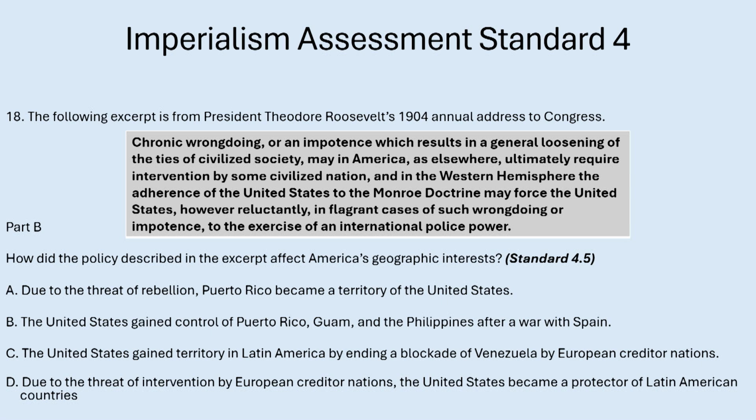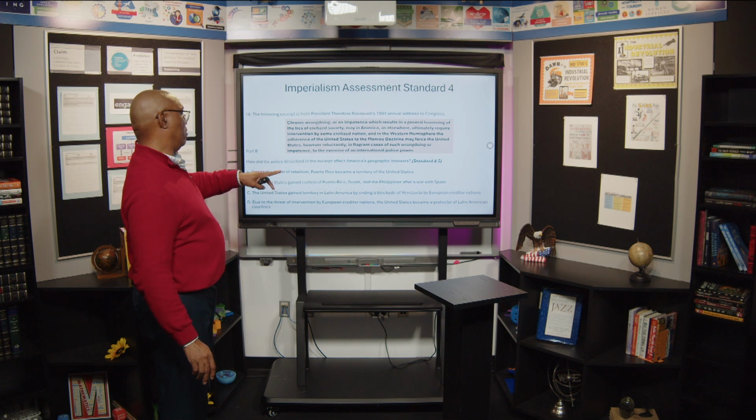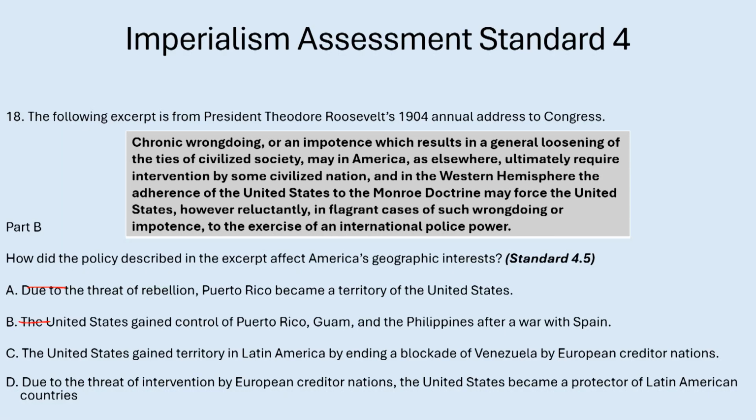The following excerpt is from President Theodore Roosevelt's 1904 annual address to Congress. When you look at it, think about it for a second. How did the policy described in the excerpt, we're talking about the Roosevelt Corollary, affect America's geographic interests? Well, it couldn't be this one due to rebellion. It couldn't be this one because that's the Spanish-American War. The United States gained territory in Latin America by ending a blockade of Venezuela by European creditor nations. Due to the threat of intervention by European creditor nations, the United States became a protector of Latin American countries. And the answer is D.